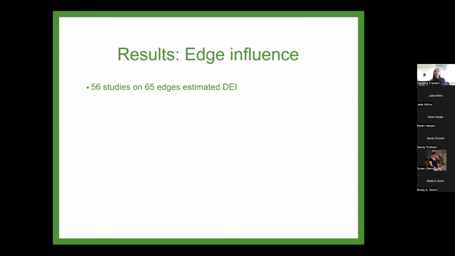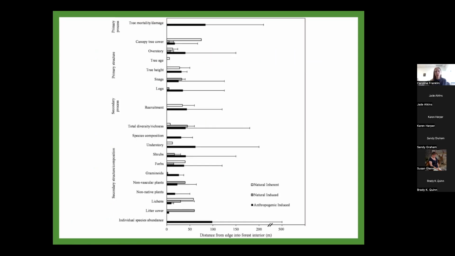There were 56 studies on 65 edges that actually estimated or quantified the distance of edge influence. This figure is showing distance from the edge into the forest interior on the x-axis, and different response variables on the y-axis. Overall, we see that DEI tended to be lower for primary processes and structures than for secondary response variables. So the direct edge effects tended to have a lower DEI than the indirect edge effects.